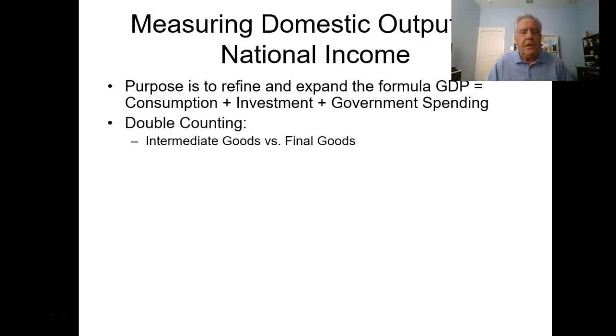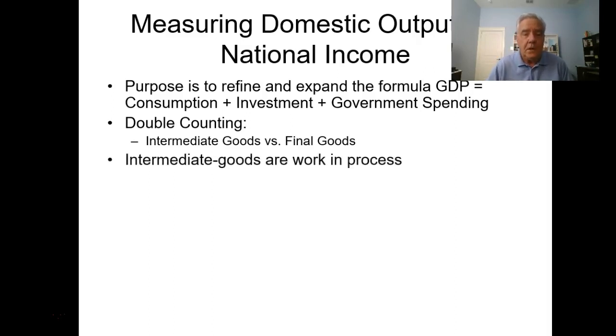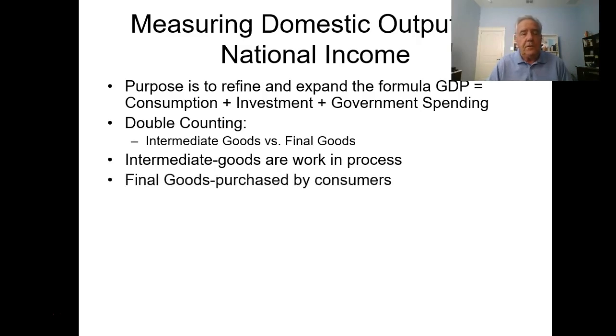So we said, okay, one of the things I have to be careful of is we don't want to double count. So no intermediate goods, no work in process, only final goods. Not the car bumper, but the total car. Intermediate goods are work in process. Again, the bumper is work in process. The car is not complete. You can't drive it with just a bumper, obviously. So final goods are final goods purchased by consumers for consumption. They're going to be destroyed. They're going to be consumed.